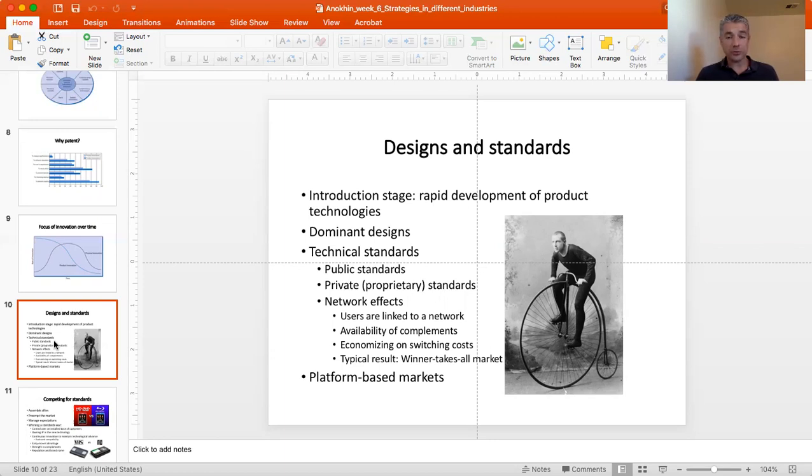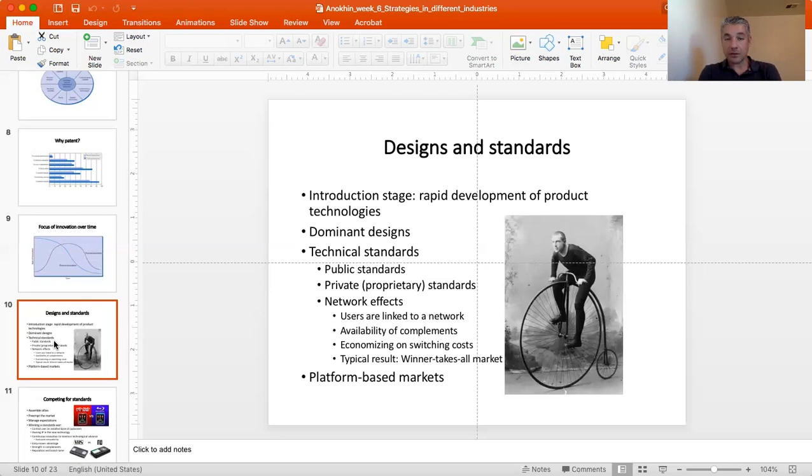The other thing that emerges with this appearance of technical standards is so-called network effects. And again, we've mentioned them before briefly. I just want to touch on them one more time. So network effects emerge when there are multiple users linked to a network. And networks are only possible if there are technical standards that already exist.